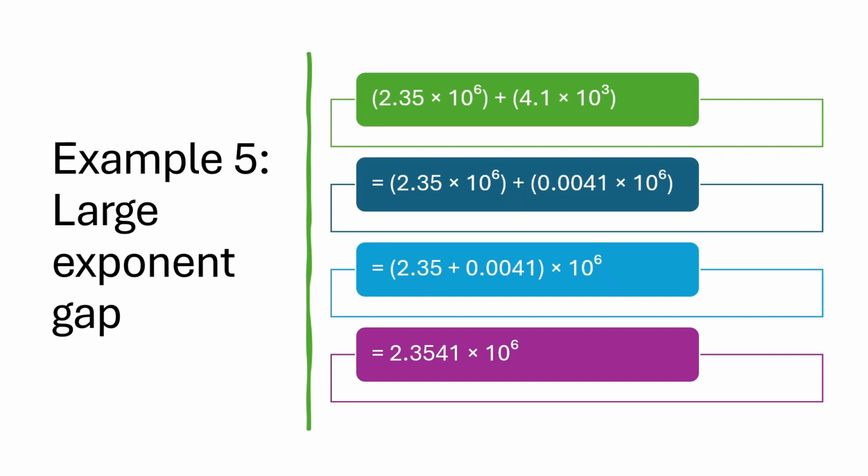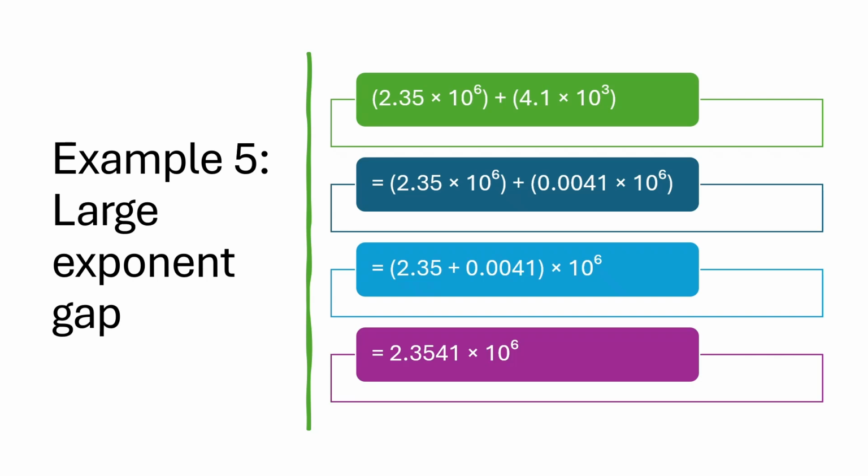a form similar to the other number that has the 6 exponent. By doing so, we're going to move the decimal point from its original position to the left, and our final form is 0.0041 times 10 to the 6.